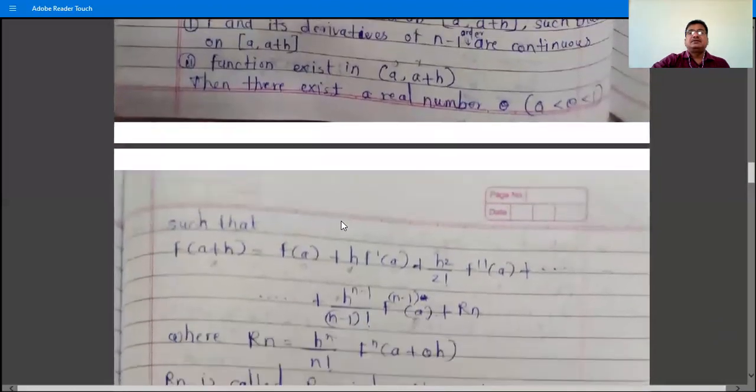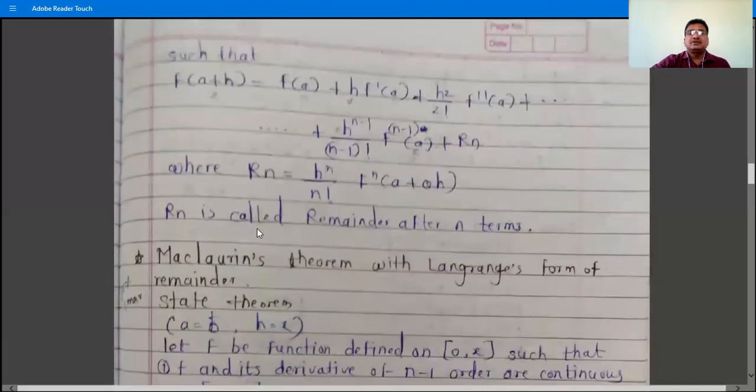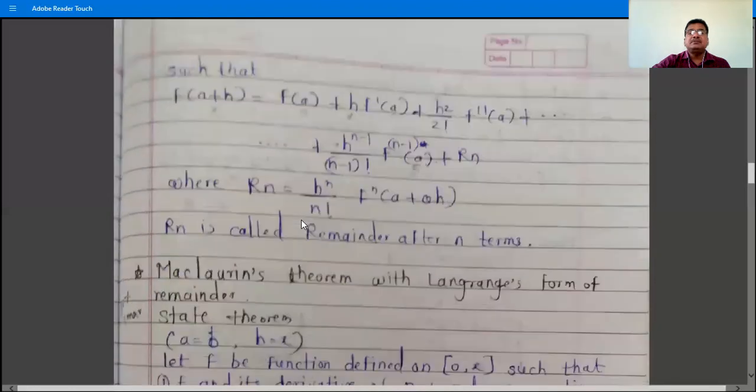So what is Taylor's theorem? f of (a plus h) is f of a plus h f dash a plus h square by 2 factorial f double dash a. The next term is h cube divided by 3 factorial f triple dash. The next term is h raised to 4 by 4 factorial f raised to 4 of a, the fourth order term. In this way, the nth term is h raised to n minus 1 divided by (n minus 1) factorial f raised to n minus 1 of a. Then Rn is this term. So this is Taylor's theorem, called Taylor's theorem with Lagrange's form of remainder.